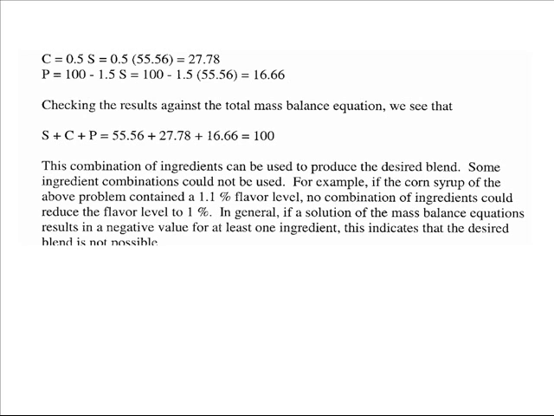Some ingredient combinations could not be used. For example, if the corn syrup of the above problem contained a 1.1% flavor level, no combination of ingredients could reduce the flavor level to 1%. In general, if a solution of the mass balance equations results in a negative value for at least one ingredient, this indicates that the desired blend is not possible. Normally, you will not be given problems where it's not possible, but that is a possible outcome.